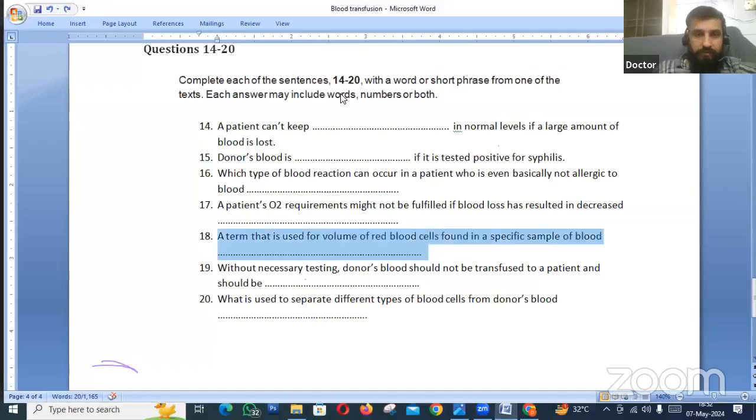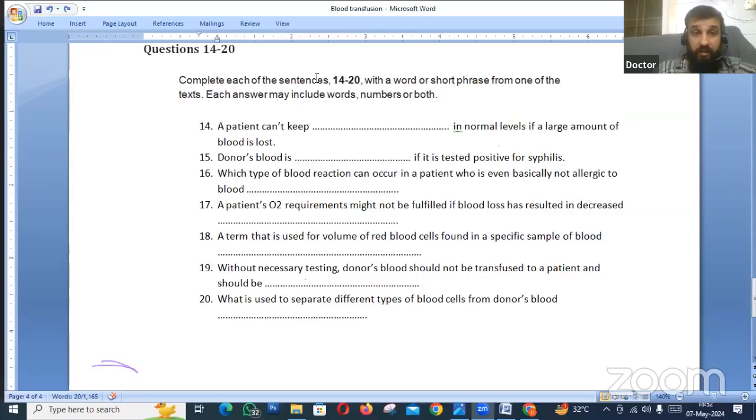In text B? No one is answering. In which text can you find the answer? In A? In A, B, where? Quickly, please. Oh, you're a little bit slow. Why?